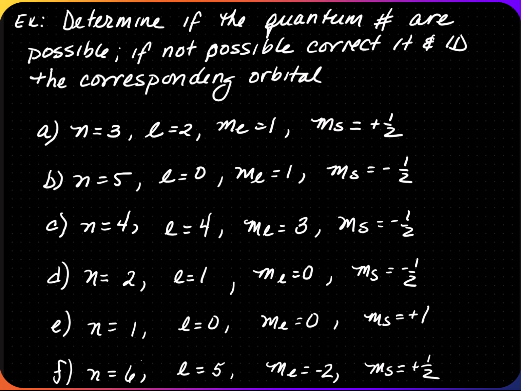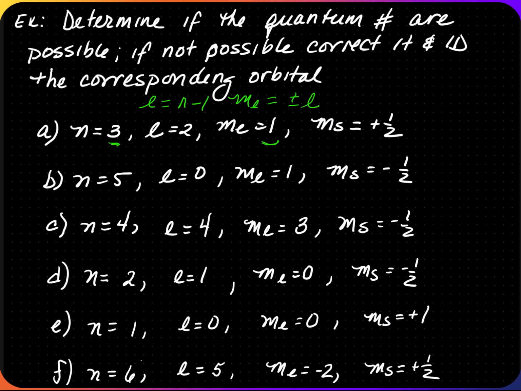So here we're going to determine if the quantum numbers are possible. If it's not possible, we're going to correct it. And we're going to ID the corresponding orbitals. So when n is equal to 3, L is n minus 1. So this is possible because 3 minus 1 can be 2, 1, or 0. ML, remember, is the orientation in space, so it's plus or minus L. Since L is 2, plus or minus 2 also includes 1, so this is correct.